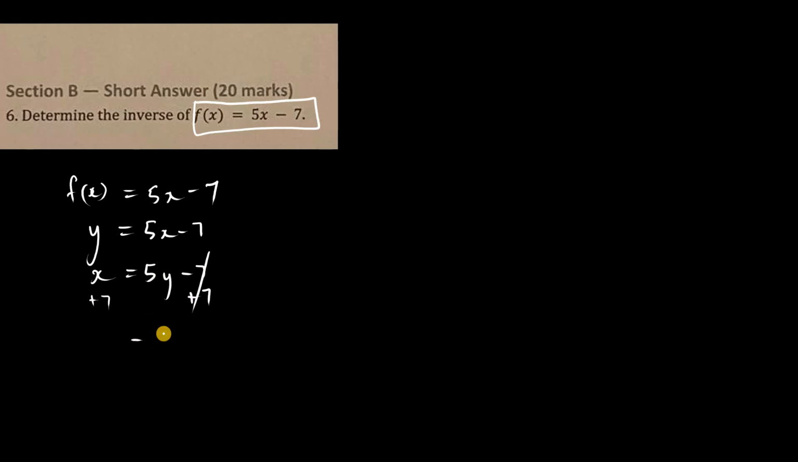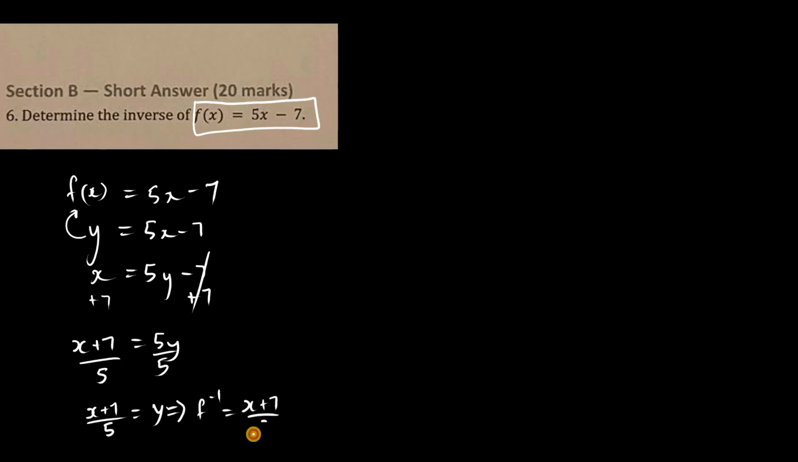This goes, and so we're left with 5y equals x plus 7. Then we're going to divide both sides by 5. And so we have y equals the quantity x plus 7, all divided by 5. Now this y defines f of x, while this y defines the inverse of f of x, which is x plus 7 over 5. Okay, so this is the solution that we're looking for.